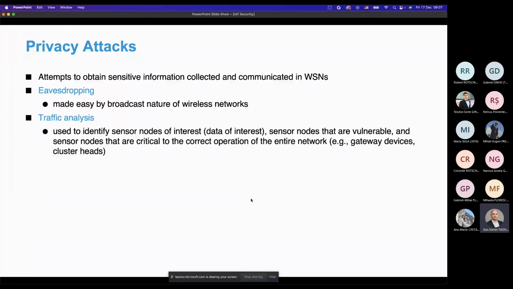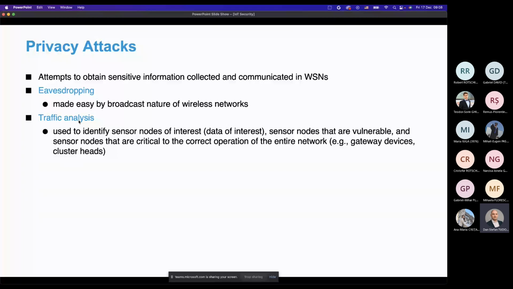Eavesdropping can also be combined with traffic analysis, which can be used by an adversary to identify sensor nodes of interest in a network. For example, increases in communication between certain nodes in the network can indicate an increased level of activity, and therefore the presence of data that could be compromised in these parts of the network. Similarly, traffic analysis can be used to identify nodes that may be more important to network operation than others, such as, for example, base stations or gateways.